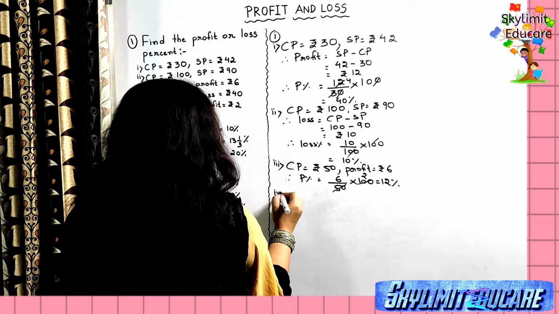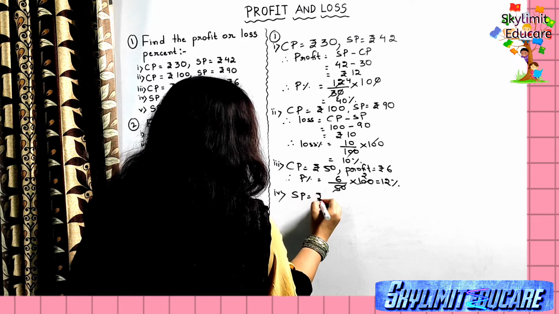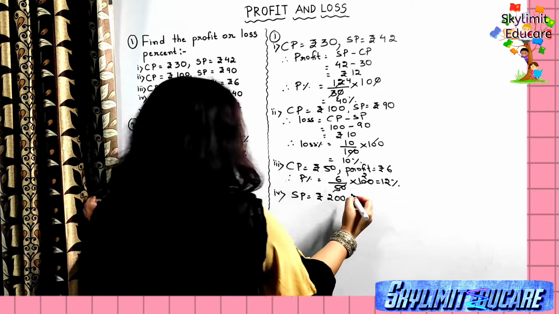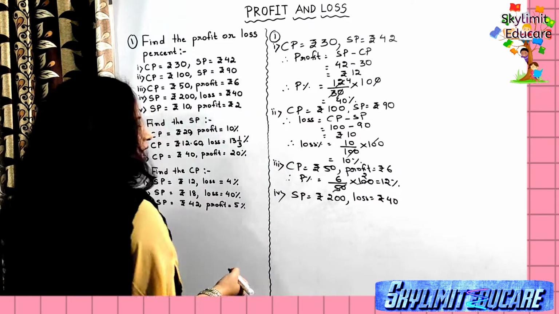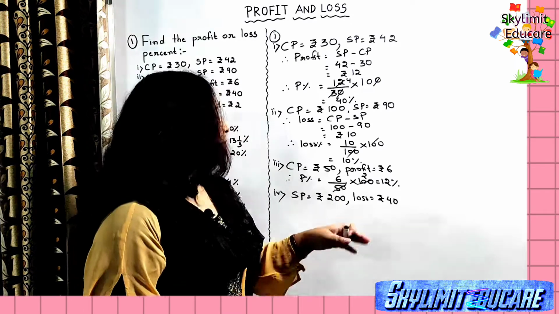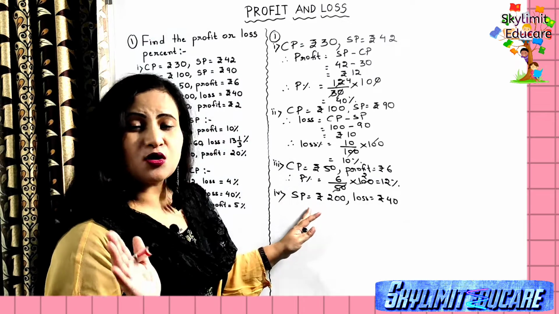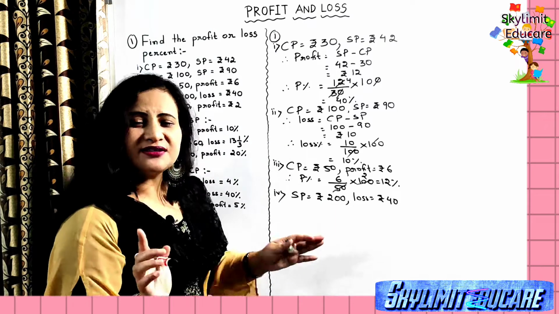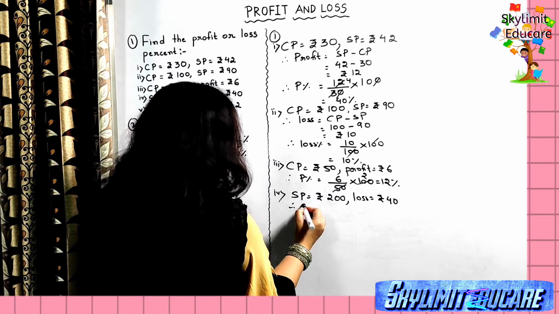Now bit number 4. Selling price is rupees 200. What else is given? Loss is given. Loss is rupees 40. In this case students, you are already given that it is a loss. Loss percent you have to find out. But to find out the loss percent, we need to know the cost price. But here we don't know the cost price. We know the selling price only. So what is the first thing we should do? We should find out the cost price, right? So let's find out the cost price first.